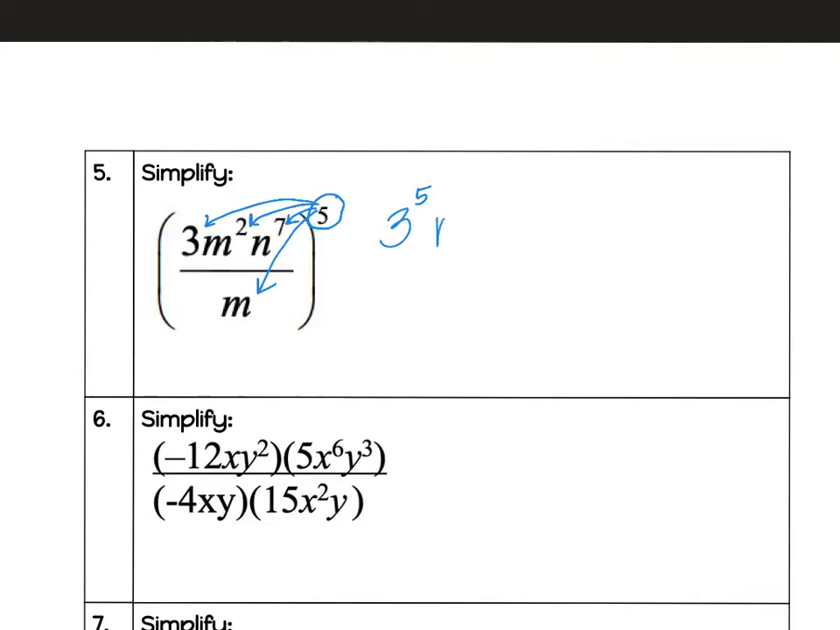So we are going to have m to the 10th. Then we are going to multiply our exponent with n. So 7 times 5 gives me 35. And then we are going to give it to the m and the denominator. So 3 to the power of 5 gives me 243.